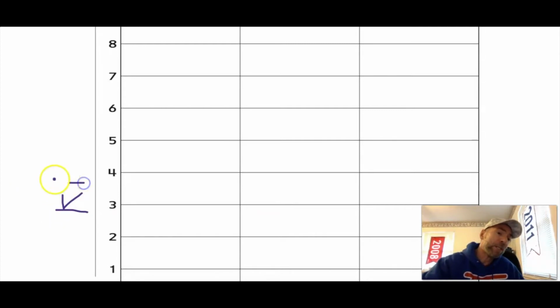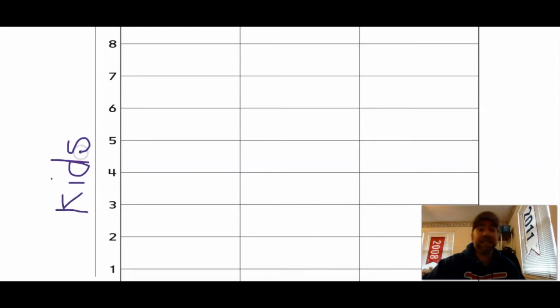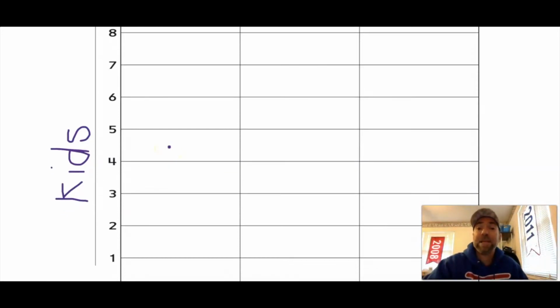Now you might want to turn your sheet protector sideways so that you can write the word kids. Because that is how those numbers represent the kids. How many voted for each. Again, you can hit the pause button if you need more time to copy down the word kids.